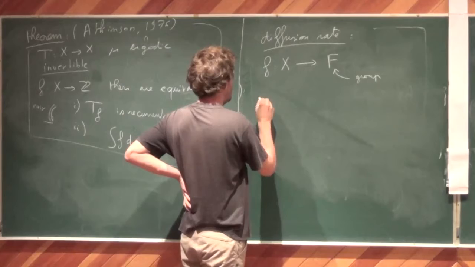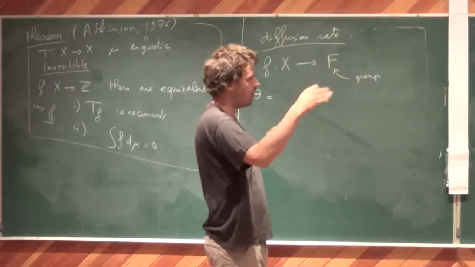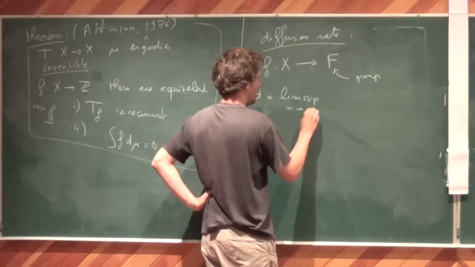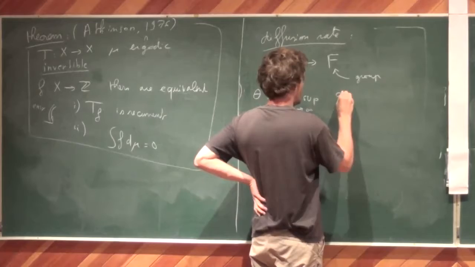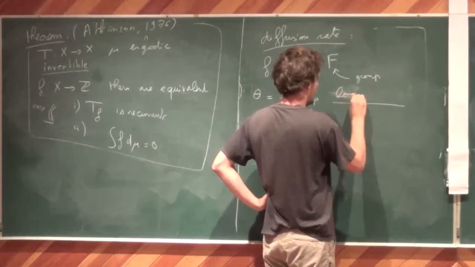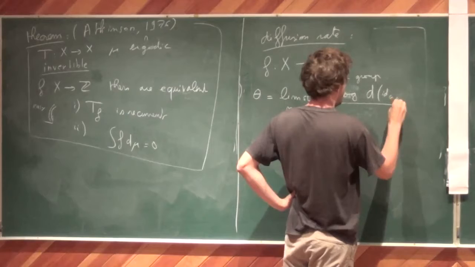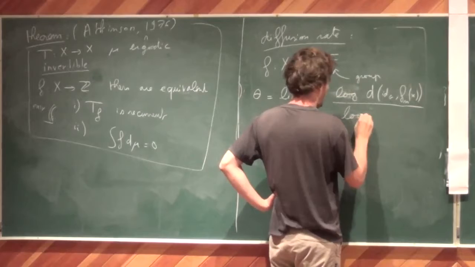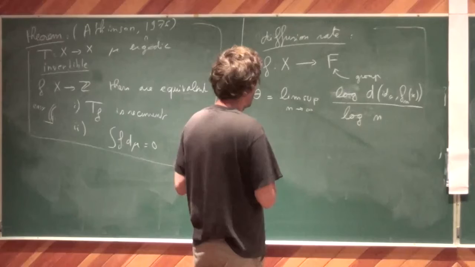Diffusion rate. So what is it? Theta. This is a growth. The limsup, the very same way Samuel introduced it. You look at the farthest distance you get up to time n, because now this is discrete time. So this is the distance in the Cayley graph. You pick a Cayley graph of F. Over, so there is a log, the distance of the identity to f_n of x over log n.